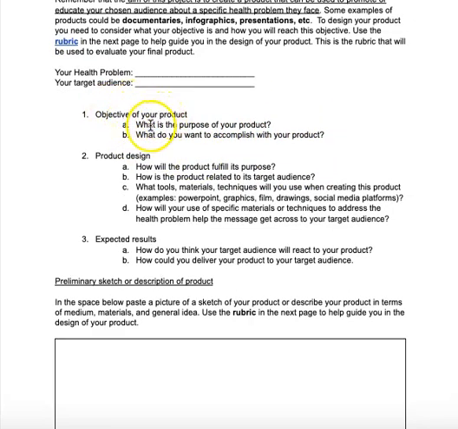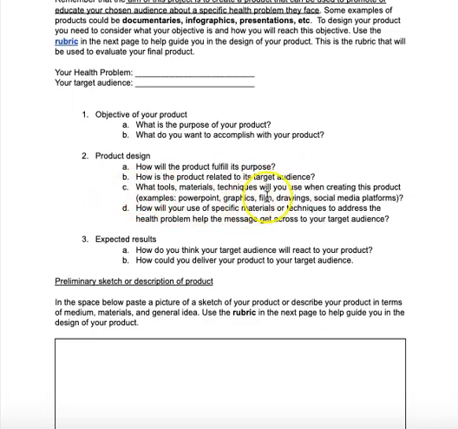Once you come up with these objectives, you can start thinking about how you would actually design a product that can reach these objectives. How will the product fulfill its purpose? So if it's educational, why did you choose an infographic, or why did you choose a presentation? If it is more about creating awareness, maybe you want something more fun. Okay, so how is your product fulfilling that purpose? How is the product related to the target audience? If you're reaching children, why did you choose a specific product for children? If you're trying to talk with elders, why are you choosing a specific product for your target audience?